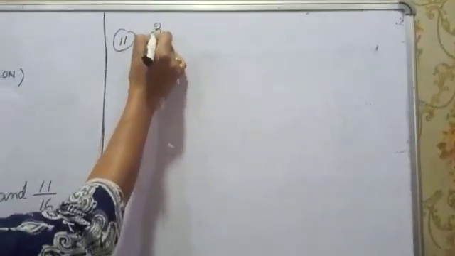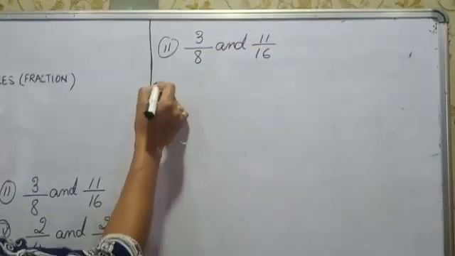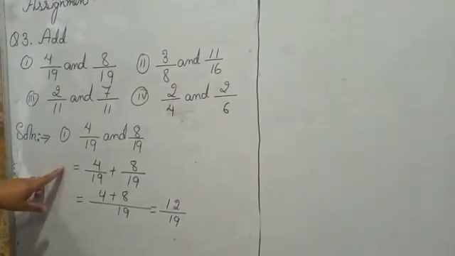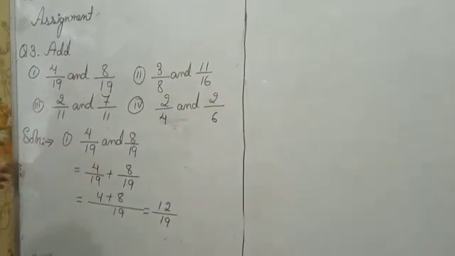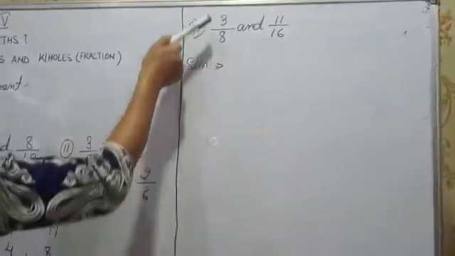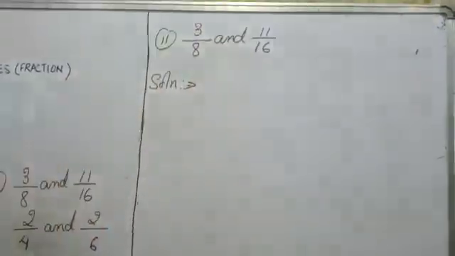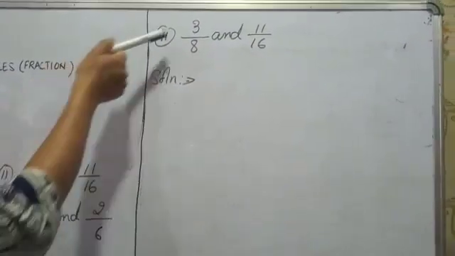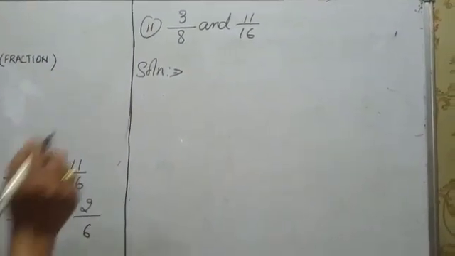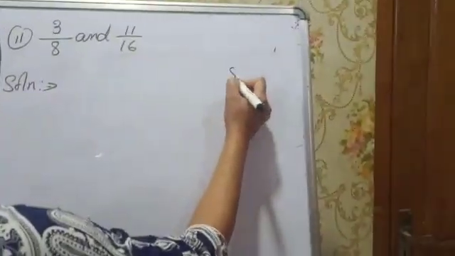Then Roman number 2, 3 by 8 and 11 by 16. In Roman number 1, we solved like fractions, which have a common denominator. But in Roman number 2, they are unlike fractions, because they have different denominators. The first fraction has denominator 8 and the second has denominator 16. So first we have to convert the given unlike fractions into like fractions. How? First we have to take the LCM of the denominators, that is 8 and 16.